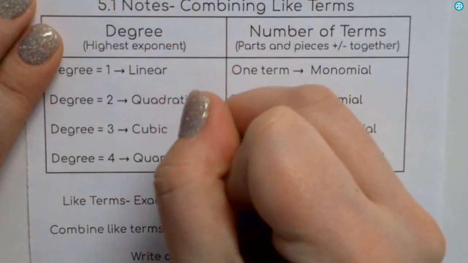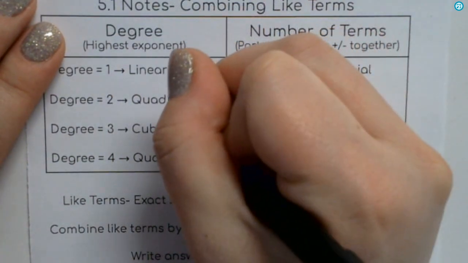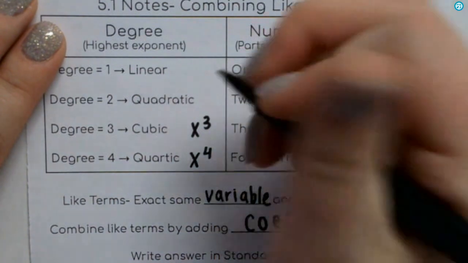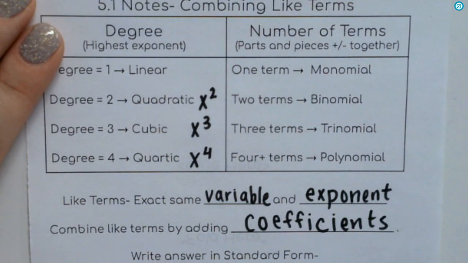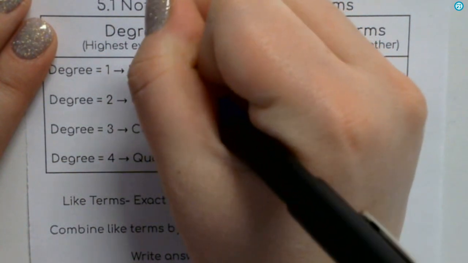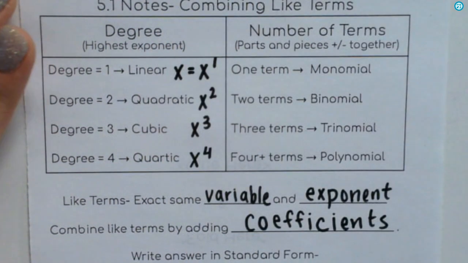Quartic would be x to the 4th. Cubic would be x to the 3rd. Quadratic is x squared. And then linear, when we have a linear function, sometimes we won't have that 1 on it. That imaginary 1 as our exponent we can take out. So it's x or x to the 1st.